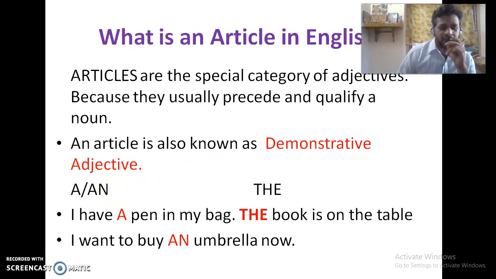And in most cases, when we say article, people say a and the. But here I will give a clear picture and explain the difference between a and the, and definite and indefinite articles.